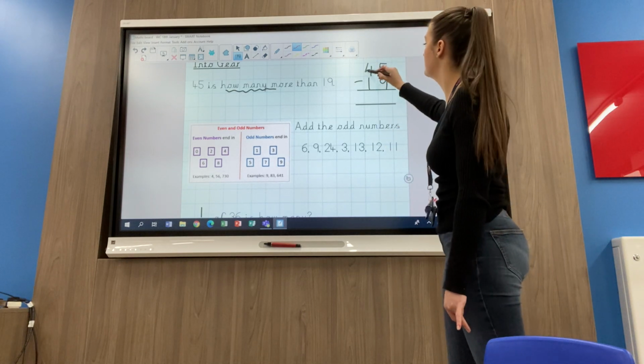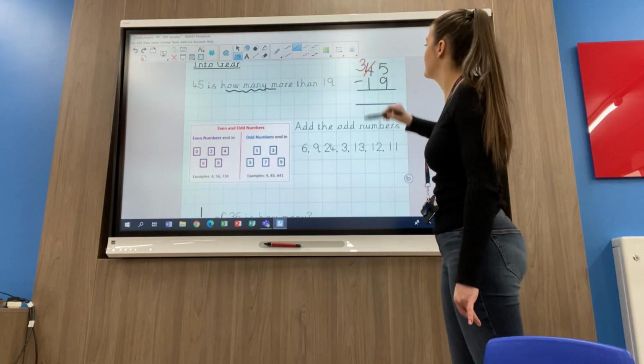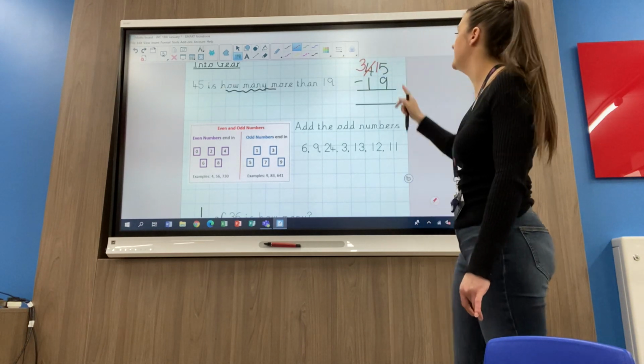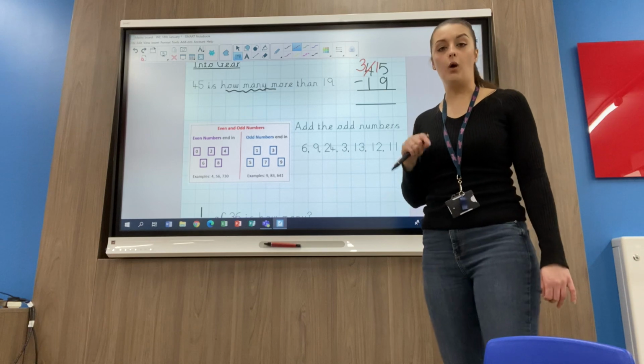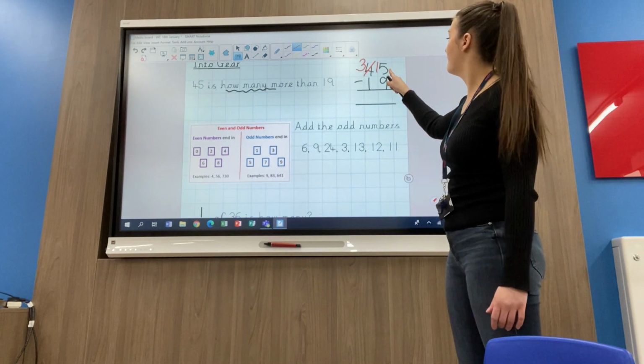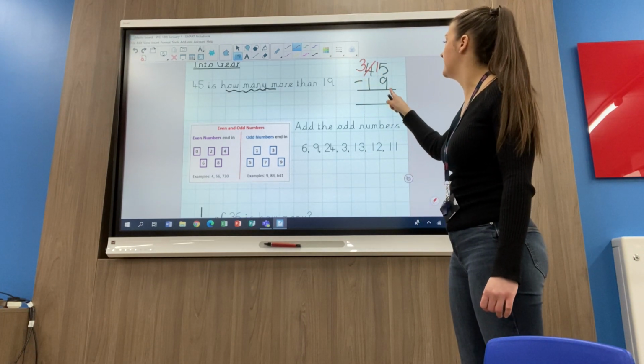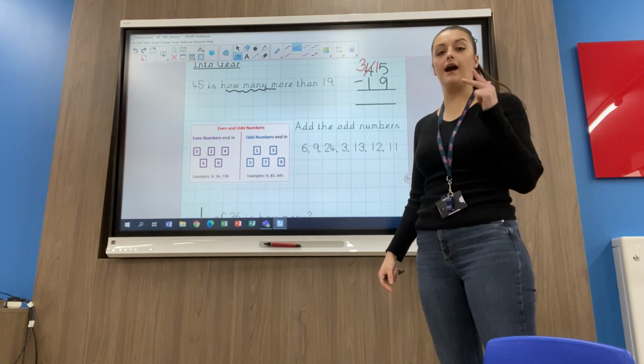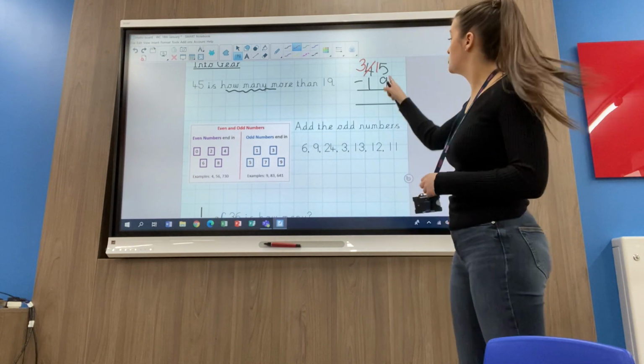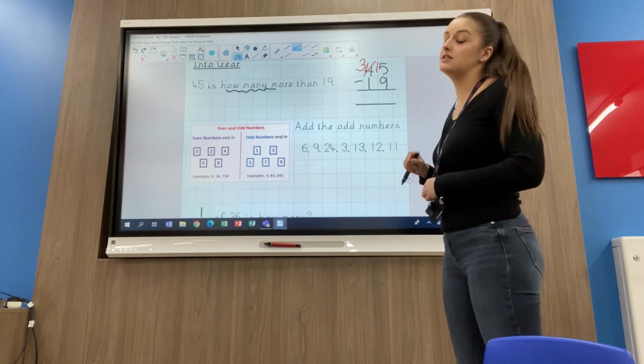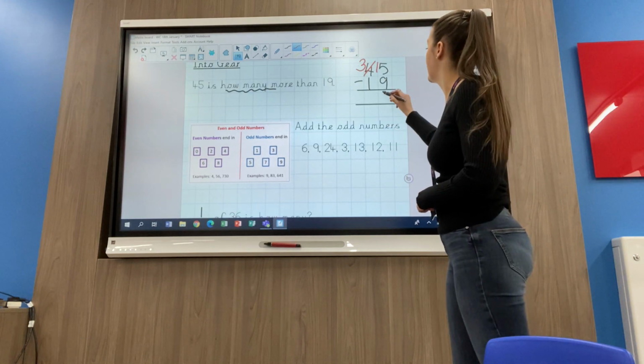So we had 4 tens, we've now got 3 tens left. I'm going to exchange that 10 and pop it into my ones column. So now I've got 15 subtract 9. Now you put 15 in your head and count back 9, or some of you might just know by looking at it that 15 subtract 9 is 6.